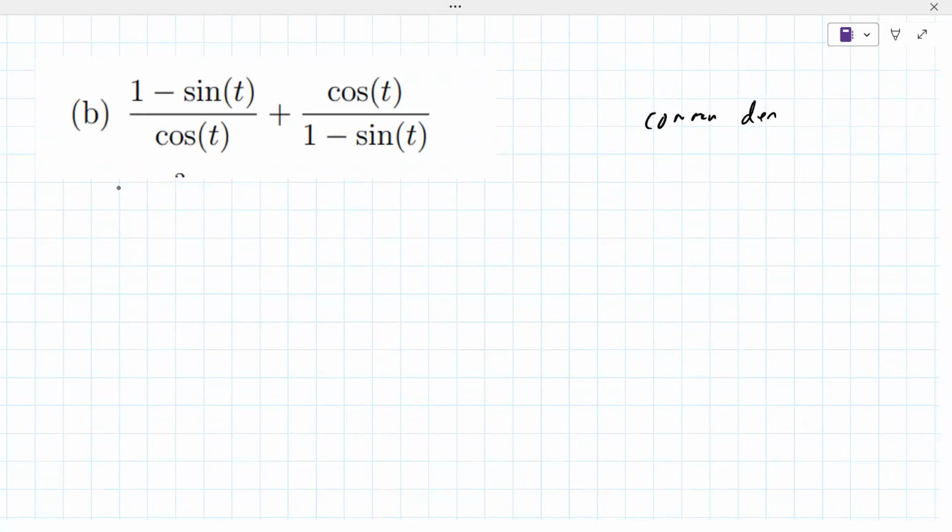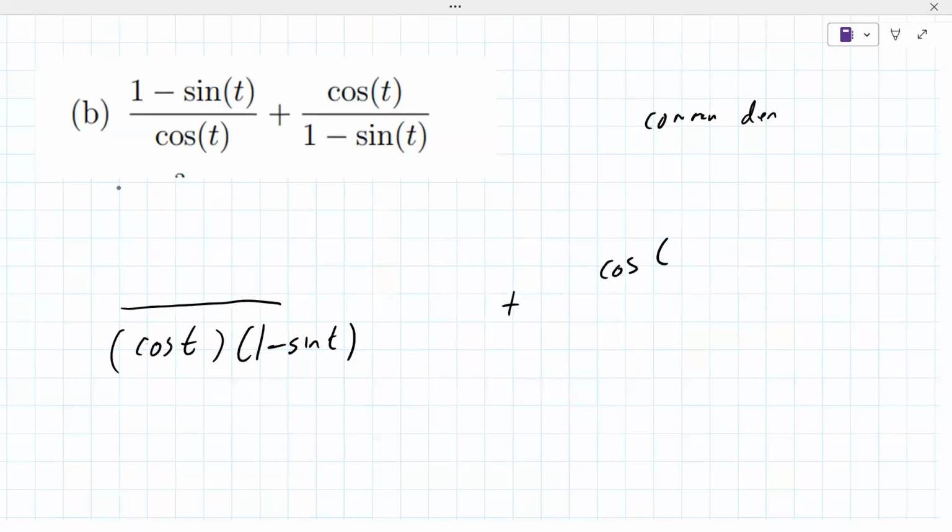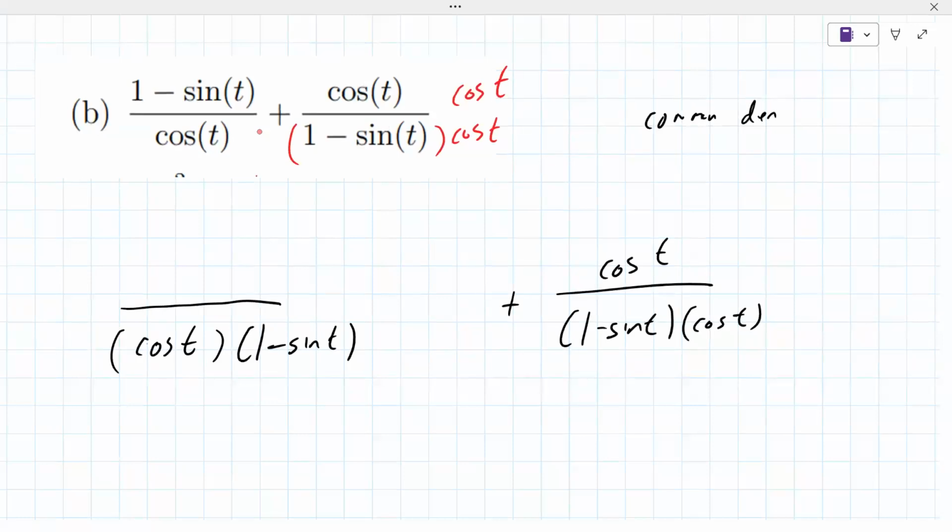So your common denominator is cosine t times 1 minus sine t. What you're doing is multiplying each fraction by the factor it's lacking. The one on the right is lacking a cosine t, and the one on the left is lacking a 1 minus sine t. This is a pretty standard strategy.